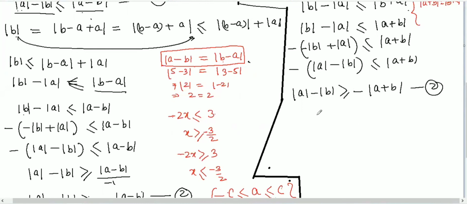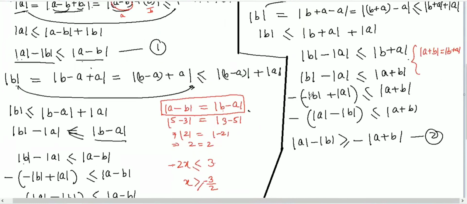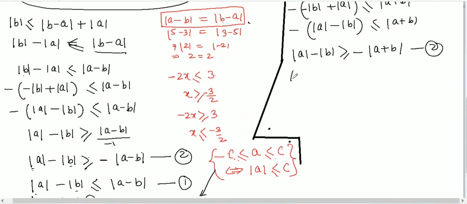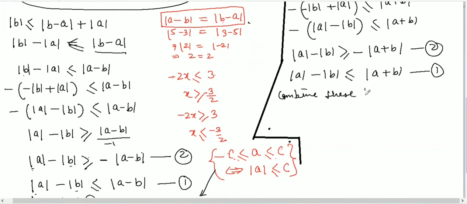Now compare both equations. I'm going to write down the first equation again here, so then you can understand it clearly. So here the absolute value of A minus B is less than or equal to the absolute value of A minus the absolute value of B, less than or equal to positive of the absolute value of A plus B. This was your first equation. Now compare both the equations. So I'm going to write it down. Combine these two equations.